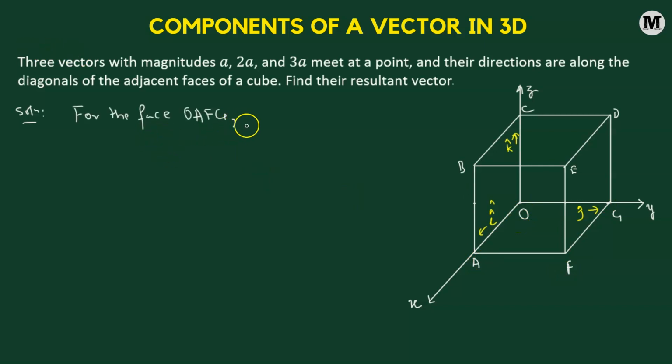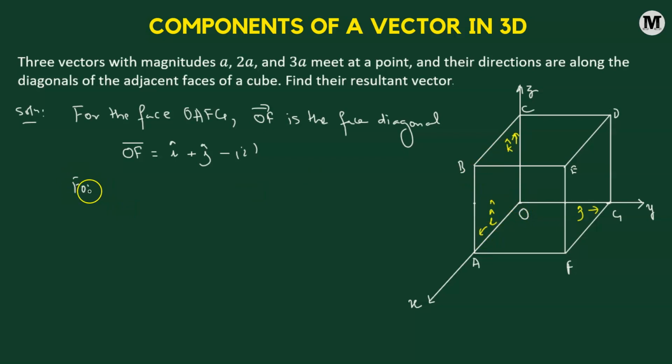Now let's start with the face OAFG. For the face OAFG, let's join point O and point F with the helper vector. So the OF vector is going to be the diagonal for this particular face. Now we can easily define the vector OF in terms of the unit vectors i cap and j cap. Because the diagonal OF vector lies on the xy plane, we have 1 unit multiplied by i cap added to 1 unit multiplied by j cap. Let this be equation 1. Here we are choosing the magnitude to be 1 unit because we have already chosen a cube of unit side length.